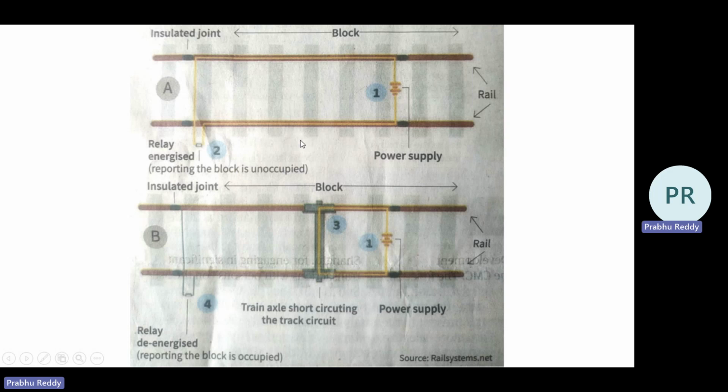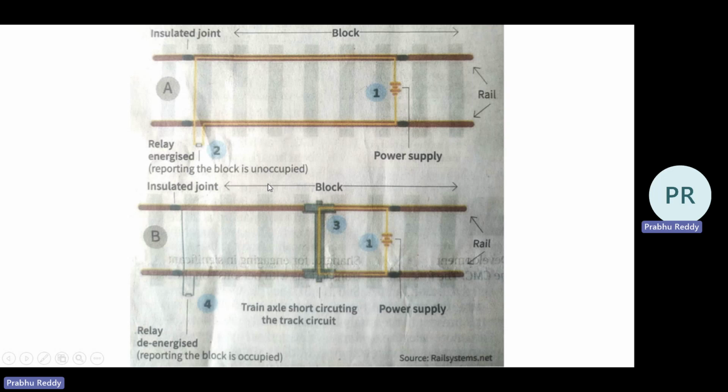So you may ask what exactly the block is. You can observe here: from here to here we have a block. Okay, this block is unoccupied. Unoccupied implies what? There is no train here. Okay, whenever this supply energizes the relay, that reports that the block is unoccupied by the train.